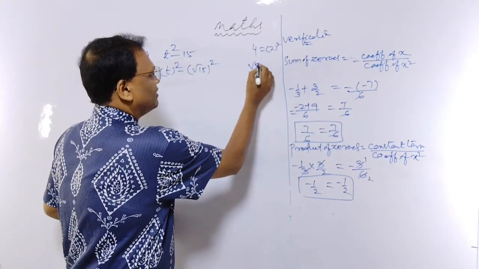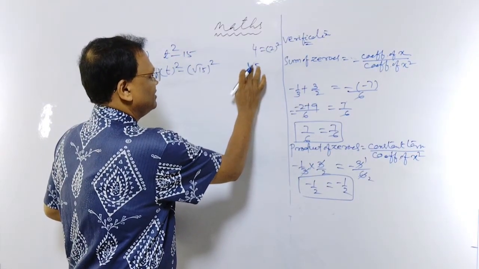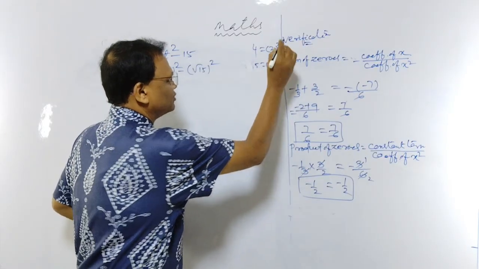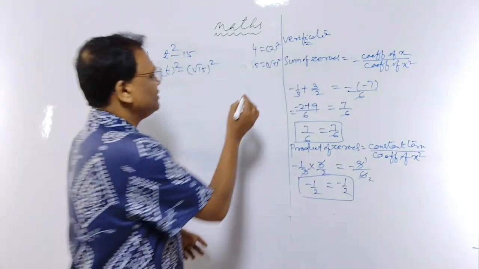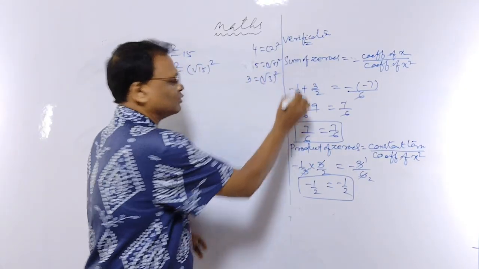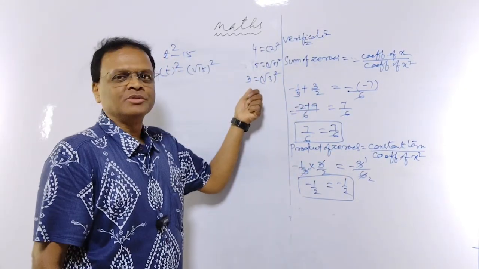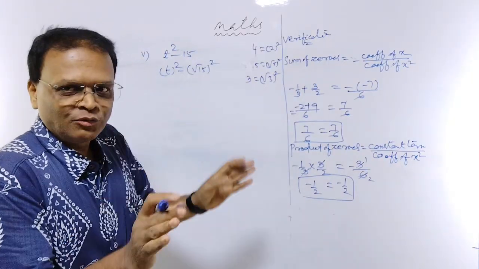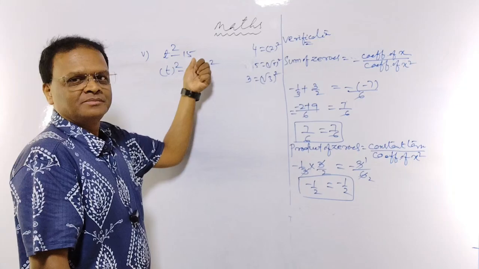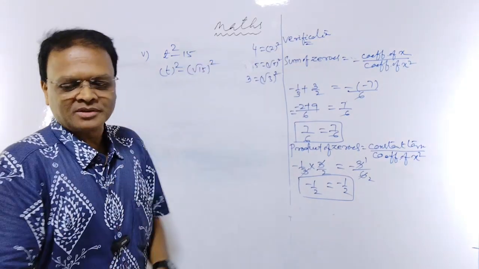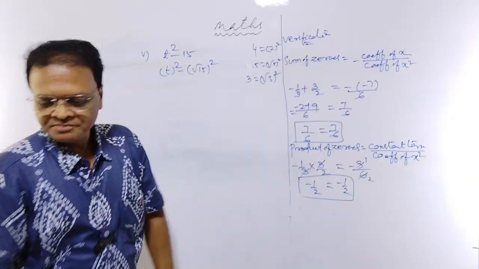If it is given root 5, means if it is given 5, this one also we can write as root 5 whole square. This is the way. If it is given 3, I can write root 3 whole square. Why? Because these are not perfect squares. Remember, very important, especially in this type of questions, you will never get a perfect square. You will always get like this.